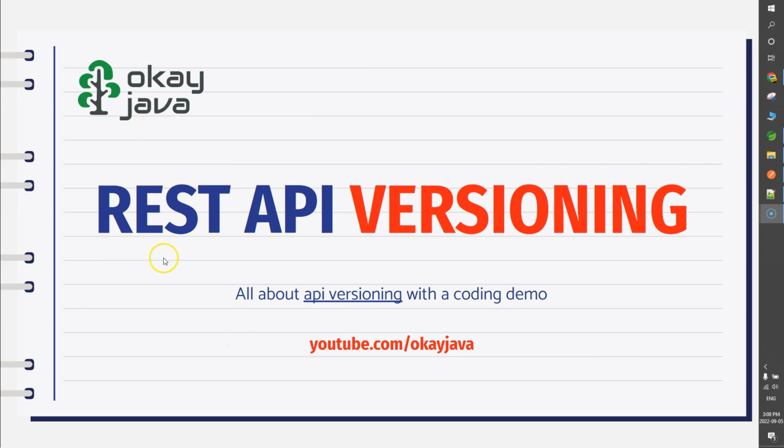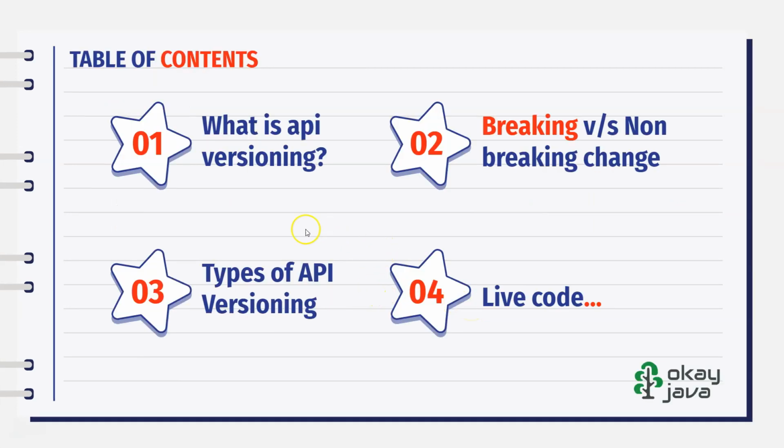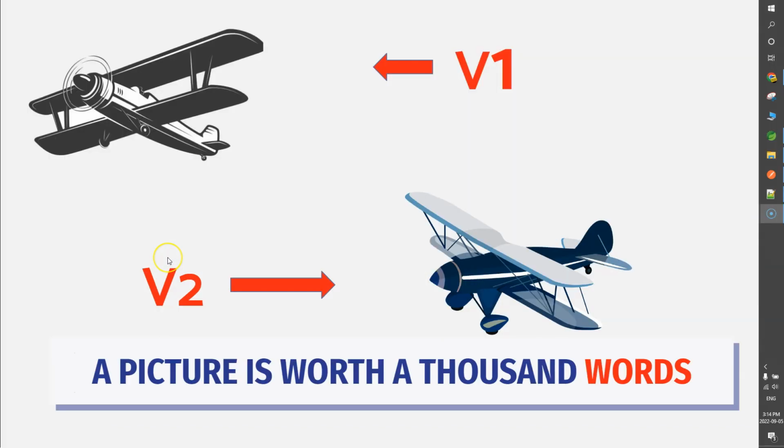Guys, in this video we'll talk about REST API versioning. I'm going to explain all about API versioning with the coding demo. Alright guys, so today we are going to cover what API versioning means. Then we'll see what exactly breaking versus non-breaking changes in API are. Then we'll talk about types of API versioning, and then finally we'll do the code. Alright guys, so that being said, let's begin the video.